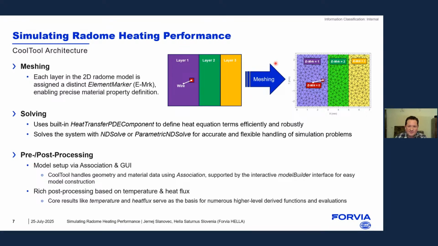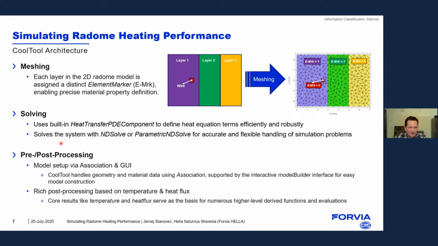So what we do is we use element markers to elegantly control the material properties of different layers or mesh sizes. Then when it comes to solving, we use the built-in heat transfer PDE component. And this was mentioned in the previous talk already. Before we were using this, we were manually setting up equations, and this was like a day and night difference compared to what this offers you, because the system of equations is really handled and defined elegantly. Then when we have the system of PDEs, we use NDSolve or ParametricNDSolve to solve the problem at hand.